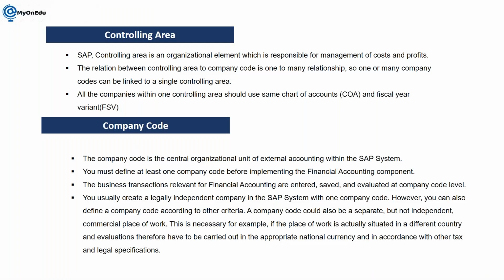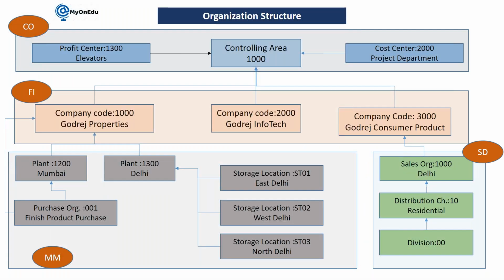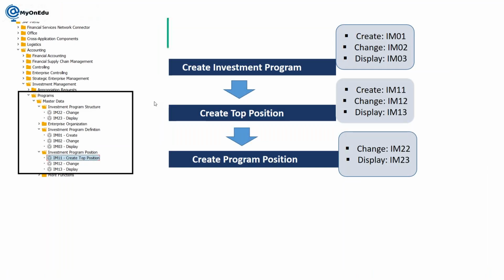Yeah. So before going into more detail, let us understand how we can create master data in IM. Controlling area and everything, I'll explain here. To create the investment program structure, first we need to create an investment program, then a top position, and then a program position. You can find all these transactions within accounting.